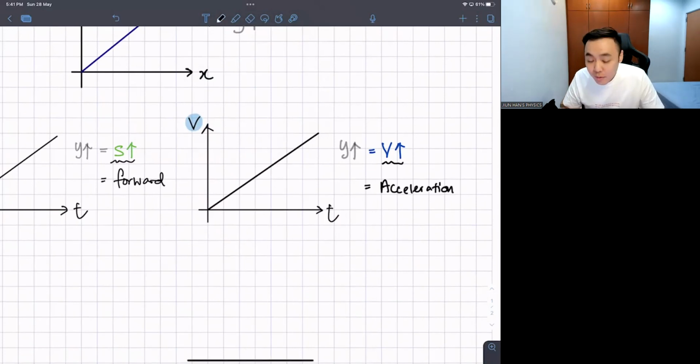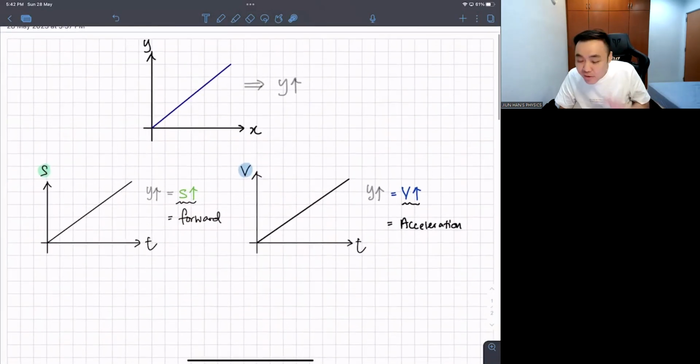You understand? Does it tell you directions? Can I go forward with acceleration? Can I go backward with acceleration? Why not? You see or not? So that is the translation.